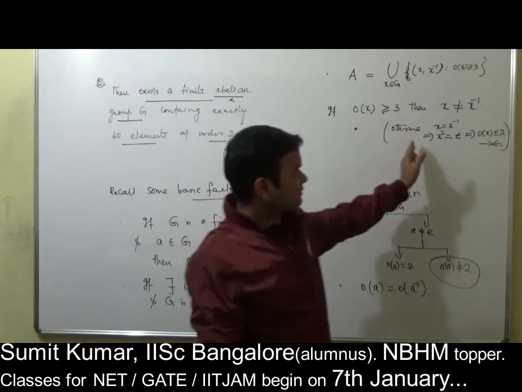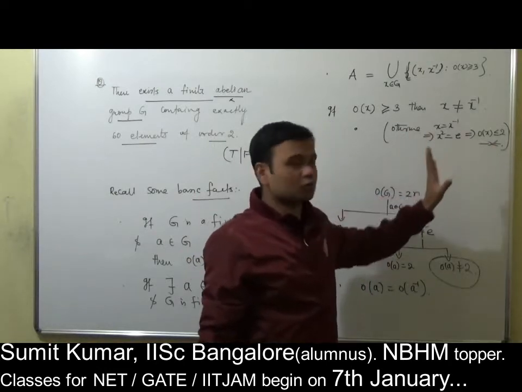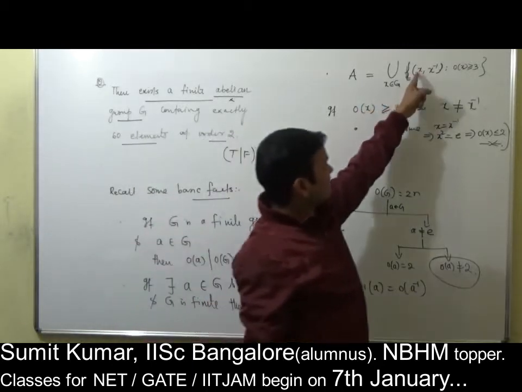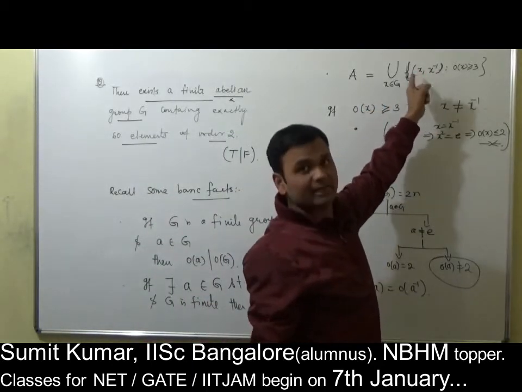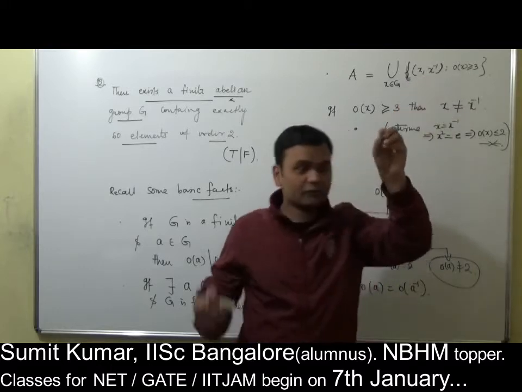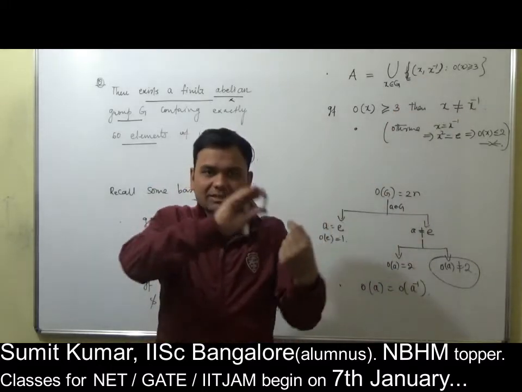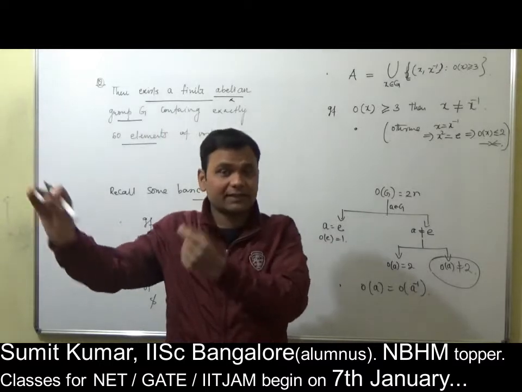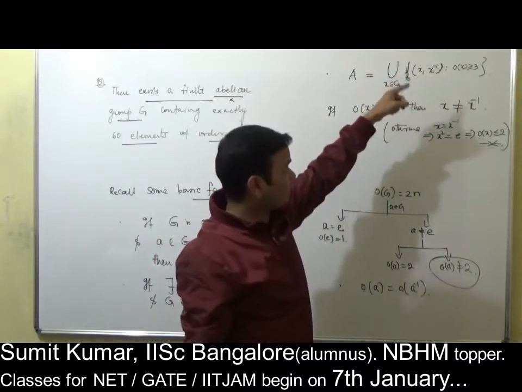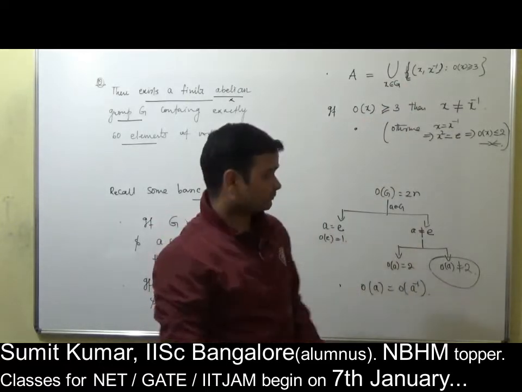Okay? Because if it is, then order of x is at most 2. That's false. I am assuming order of x is at least 3. So x and x inverse are distinct elements, so this is a pair with distinct elements. Because if x belongs to G, then x inverse also belongs to G. So these are two distinct elements in group G, provided order of x is at least 3.